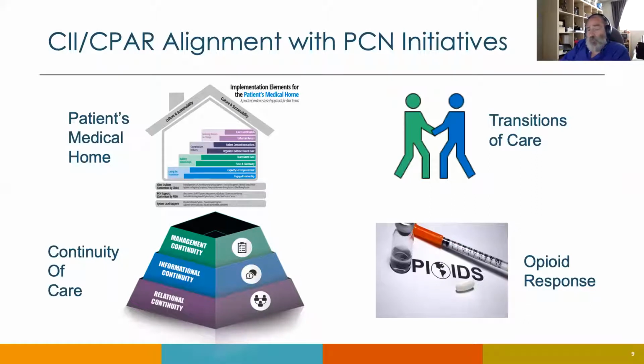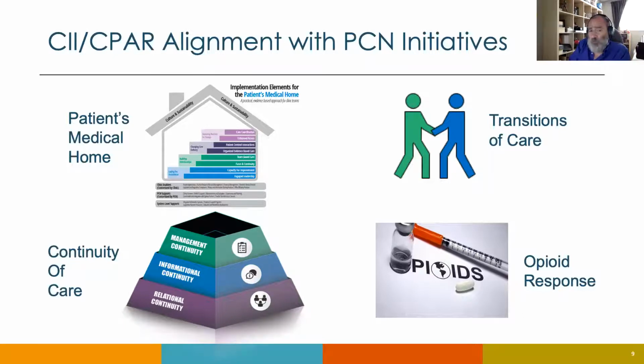Something that's maybe a little less obvious to audiences is how this is in alignment with PCN initiatives, but it is very much so. Continuity is something that is part of the patient's medical home. In fact, it's an implementation element. Hopefully you can see there's a section in the green area, panel and continuity, and that's square in the target of CI PAR improving continuity. That better management continuity that I talked about is directly related to transitions of care. And that's definitely in alignment with PCN objectives.